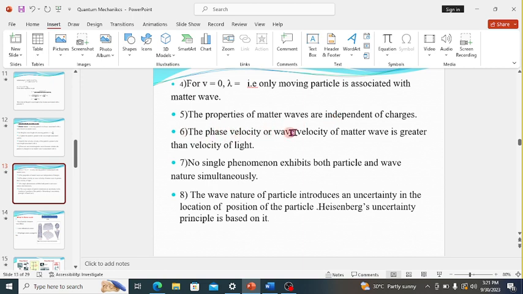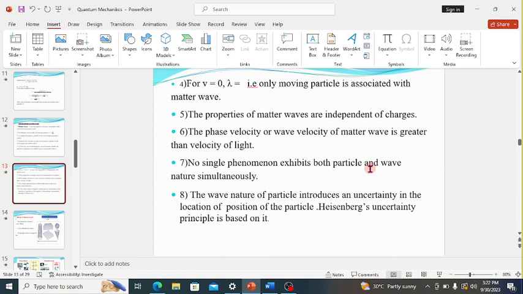Next, phase velocity or wave velocity of matter wave is greater than velocity of light. Means when the particle is moving like a wave, its velocity will be more than the velocity of light. Next, no single phenomenon exhibits both particle and wave nature simultaneously. Means in a single experiment I cannot prove both particle and wave nature at the same time.